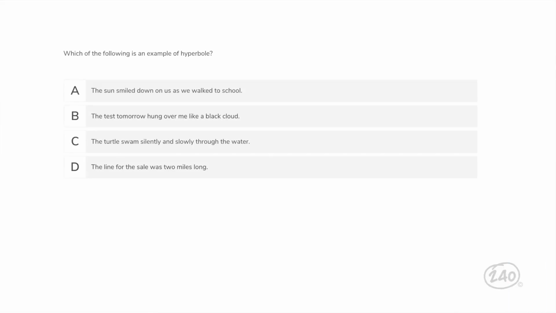Now for the next course, I will be serving types of text with the side of figurative language. Bon appetit. Which of the following is an example of a hyperbole? Now I know hyperbole wasn't one of the terms on the list earlier, but let's still give it our best shot. The sun smiled down on us as we walked to school. The test tomorrow hung over me like a black cloud. The turtle swam silently and slowly through the water. The line for the sale was 2 miles long.